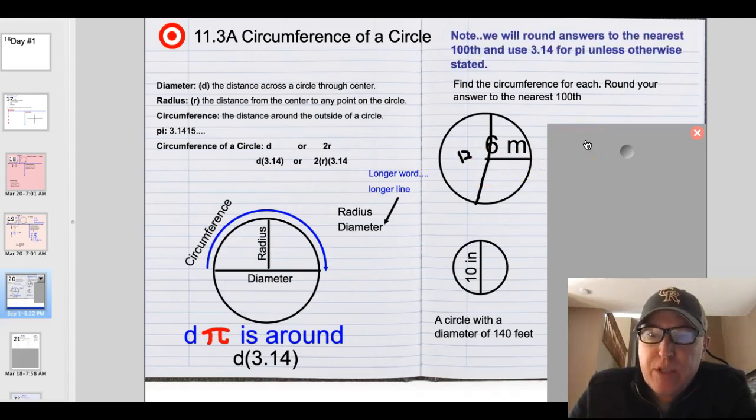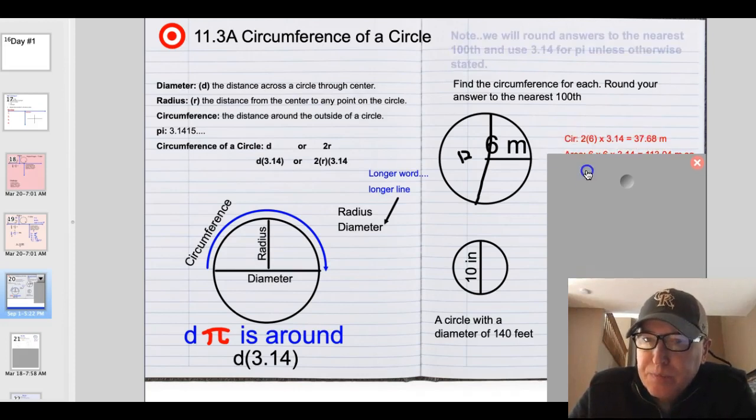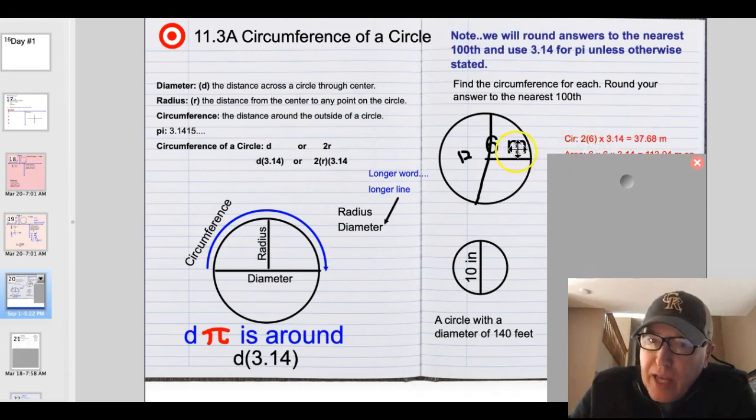Well, what's 12 times 3? 36. My answer is going to be about 36. Let's see what I did here. There, I took that radius, 6, and I multiplied it by 2. I got to my 12, and I multiplied it by 3.14. I had 37.68. I guessed 36.